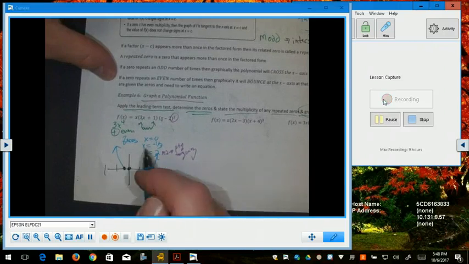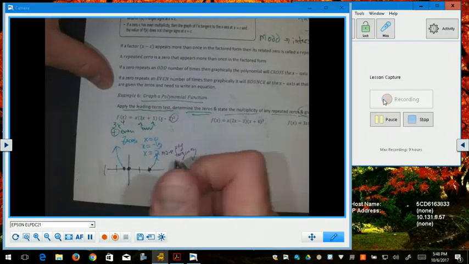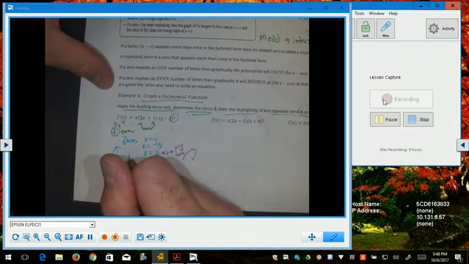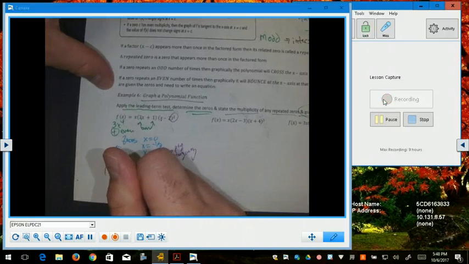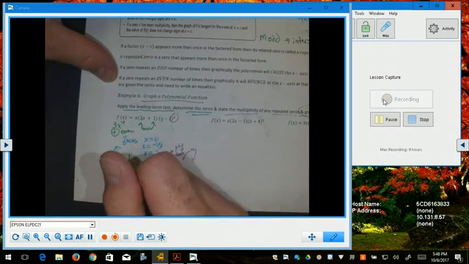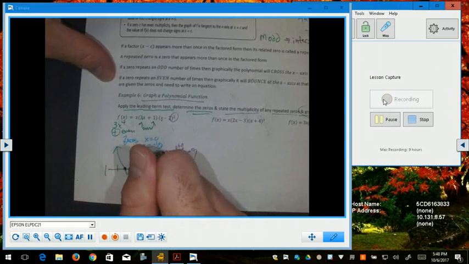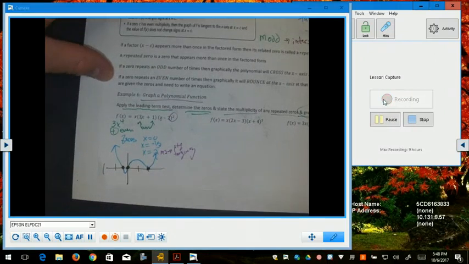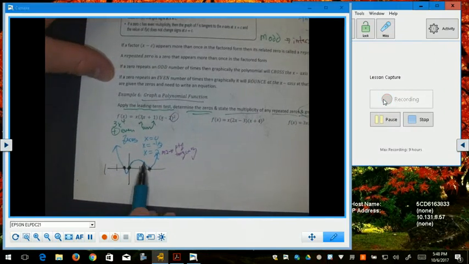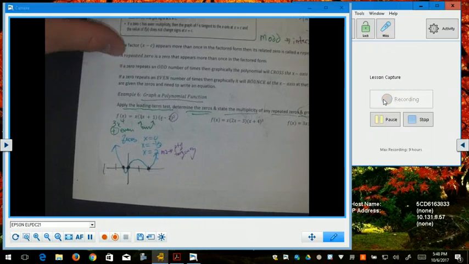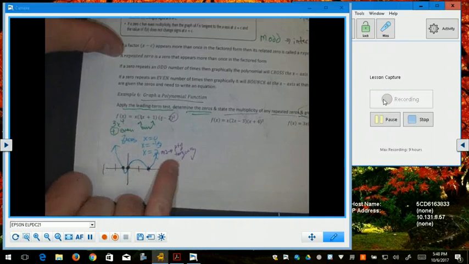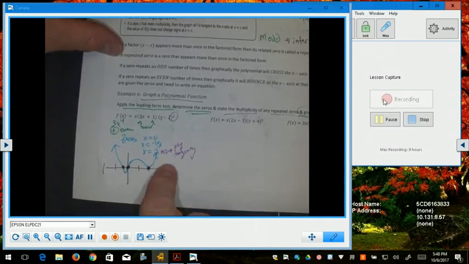We also know that it's going to intersect at -1/3. And then it comes back up to intersect at 0. And then because of the multiplicity of 2, it comes down and touches 2 and bounces back up. So what I see in blue is my sketch of the graph based just on the leading terms test and the zeros, including keeping reference to the multiplicity.